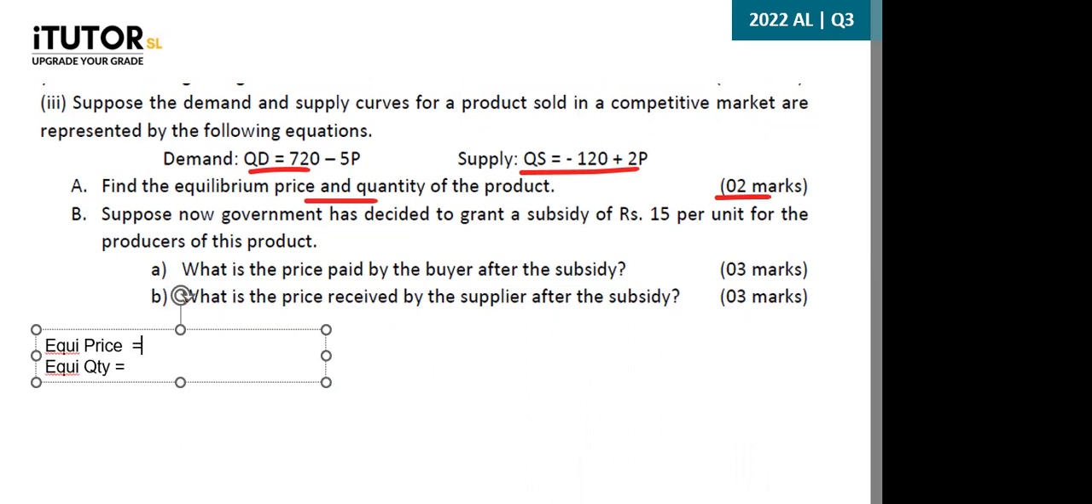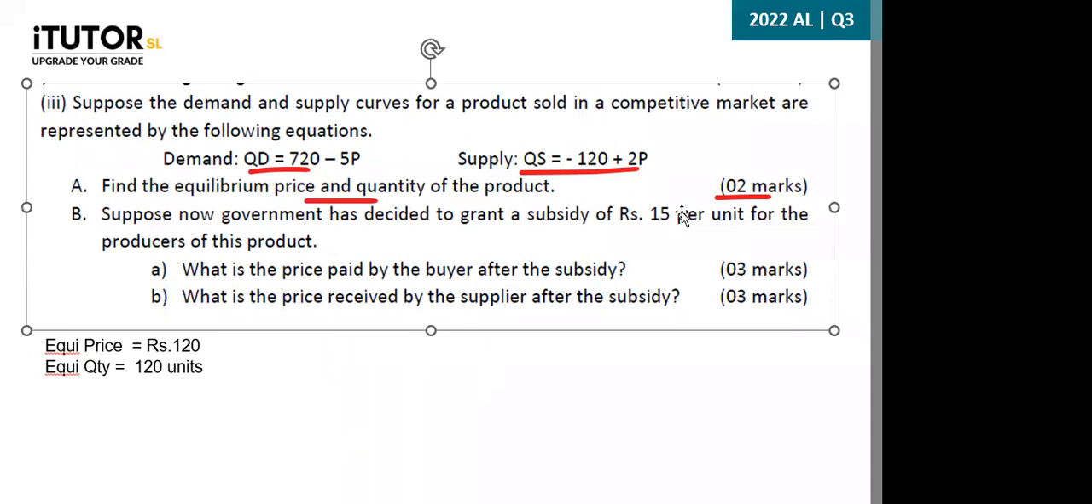For part A, 720 minus 5P equals minus 20 plus 2P. So you take this side, 840 equals 7P, 840 divided by 7, 120, right? P is 120. The quantity would be minus 20 plus 2 into 120. Quantity is also 120 units, right?